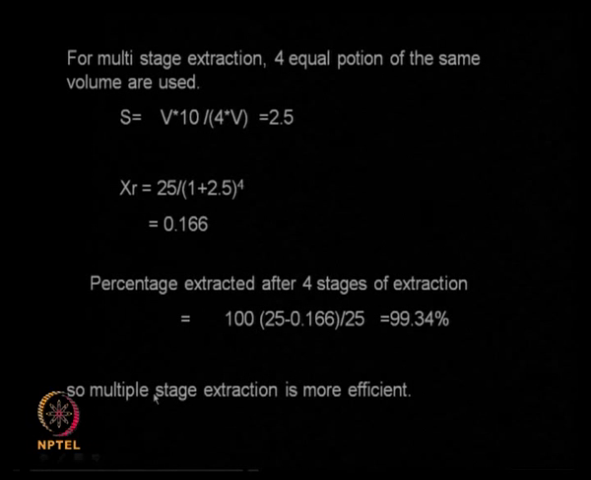That means a multiple stage extraction is always efficient, even if you are using less solvent. So that is the main takeaway from these two problems. Instead of using a large amount of solvent and putting it in one stage, you divide that solvent into many stages, many portions, and then perform an extraction. That means mixing, equilibration, separation, then mixing, equilibration, separation. Like that, if you do it in multiple stages it is much more efficient.